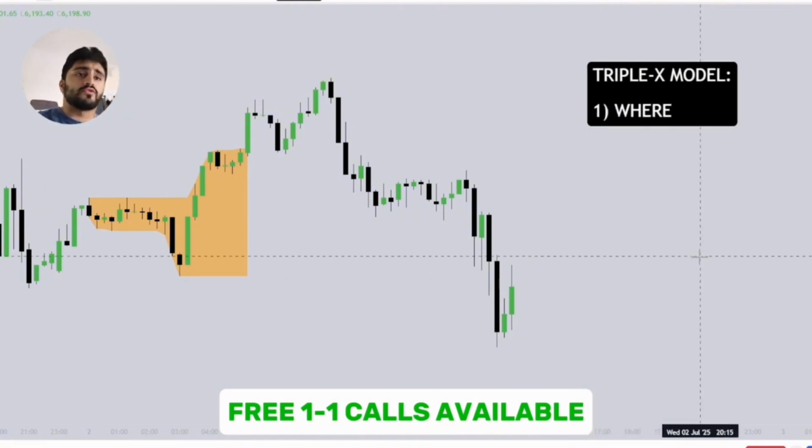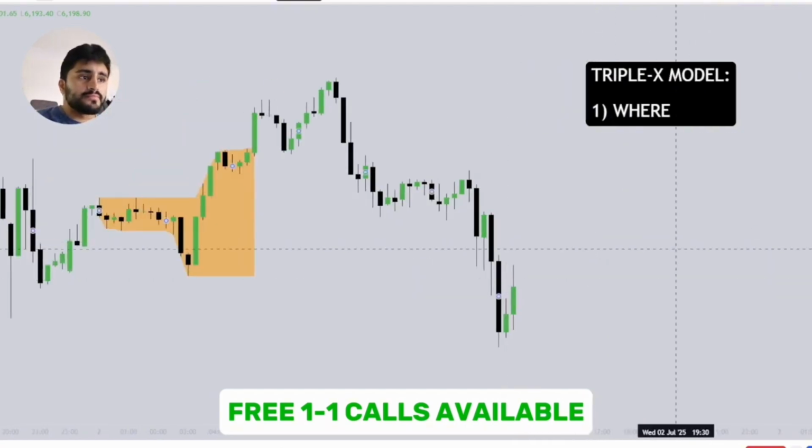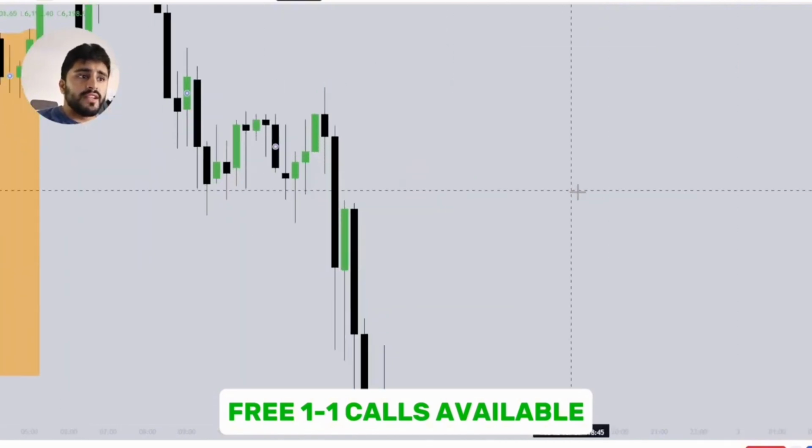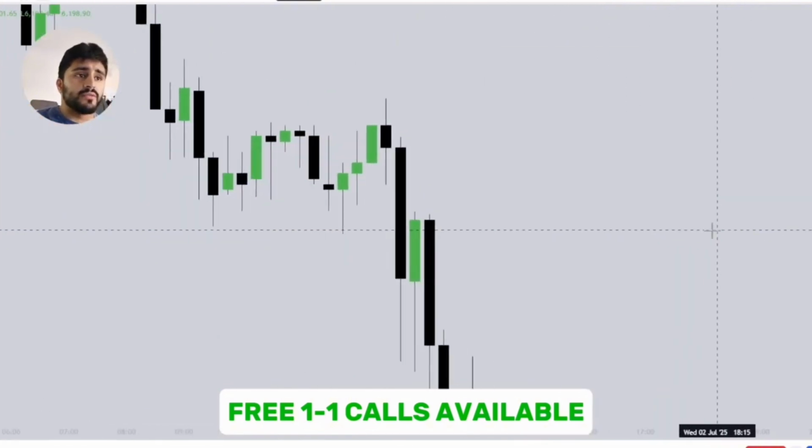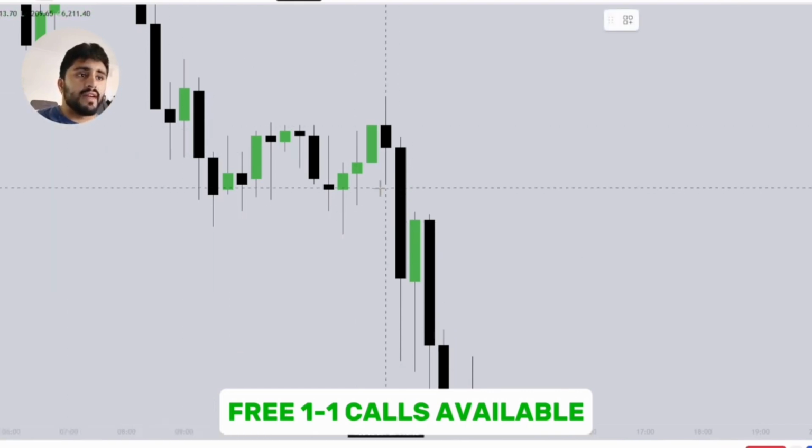So how do we determine where to trade from? How do we determine our key level? This is how we do it. We are looking for a 15-minute fair value gap. I'm going to dive into which 15-minute fair value gap this was. This is the 15-minute fair value gap over here.